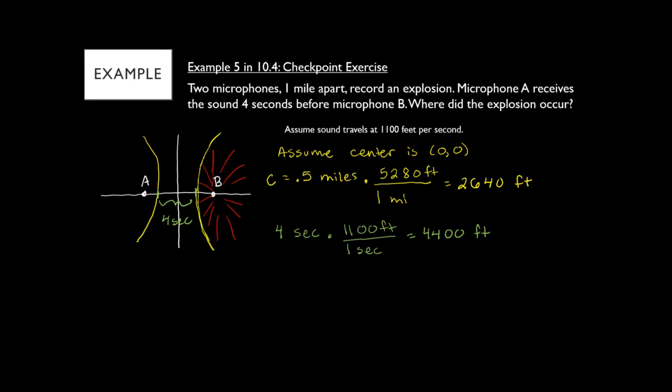So now we know what that distance is, and that distance between the vertices that I've kind of drawn in there, the 4,400 feet, that is equal to 2A, because A is halfway from the center to one of the vertices. So we need to solve that to figure out what A is. So we have to divide that by 2. So that gives us that 2,200 feet is equal to A.